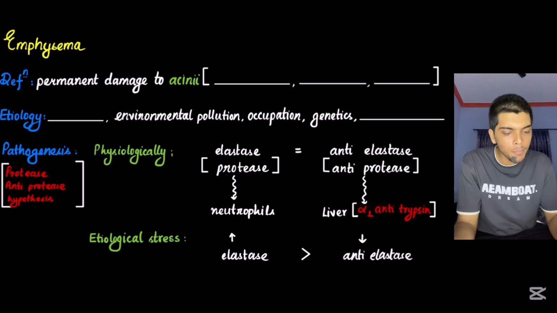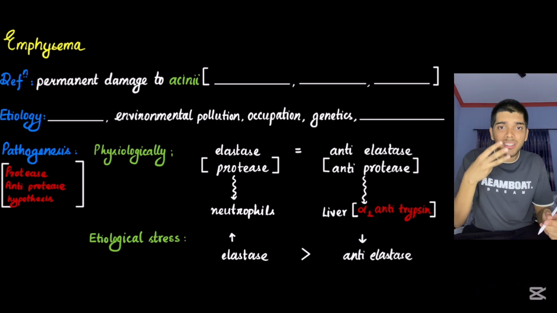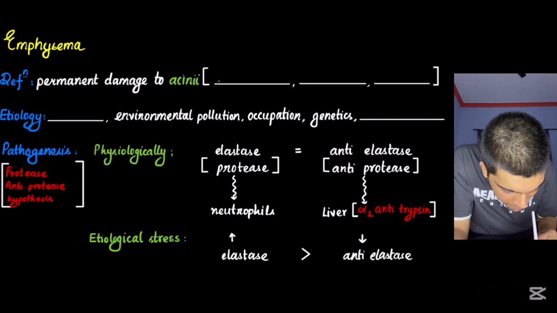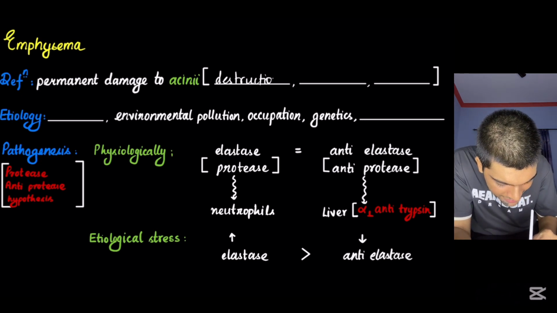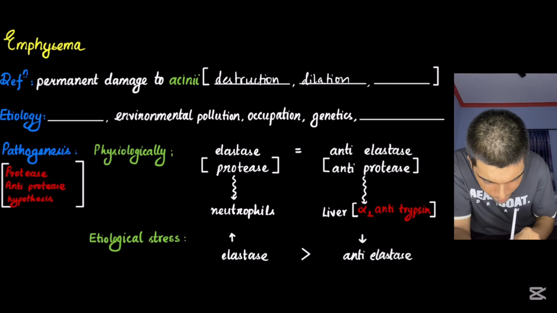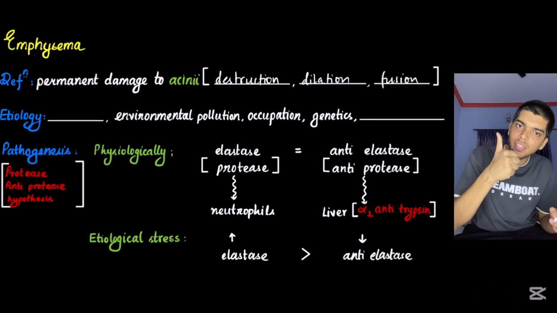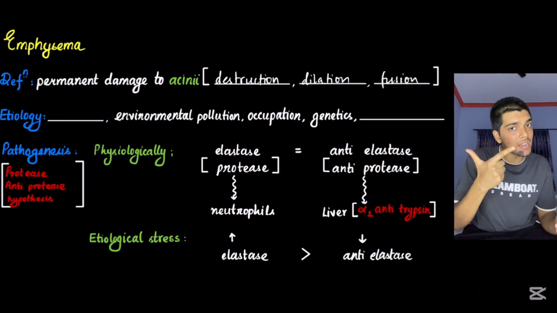All right. Permanent damage. What does it mean? Remember the three terms. There is destruction of acinus, there is dilation of acinus, and there is fusion of acinus. Remember these three terms: destruction, dilation, fusion.